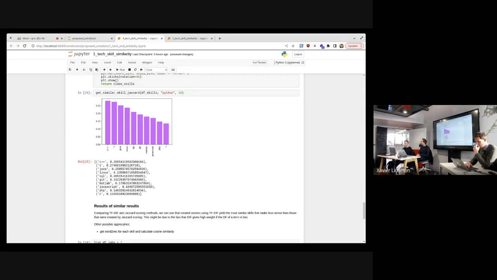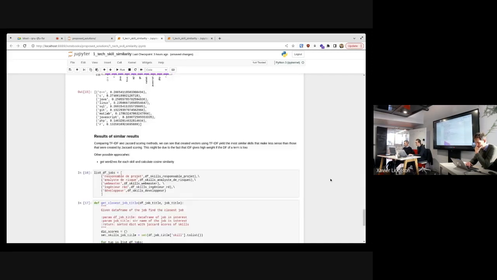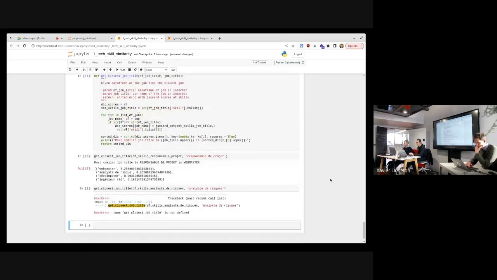Your solution is specifically for the French. Yes. If I give an example, the difference between English and French is that in French you have responsable de projet, responsable de produit. In English you have product manager, project manager. The similarity is when you want to cut the words.